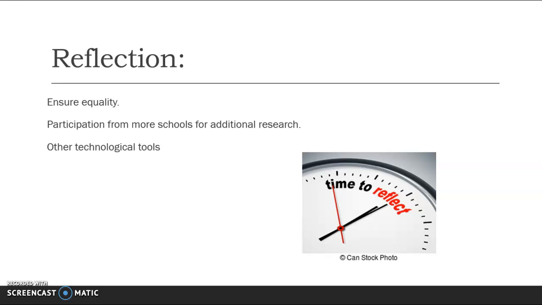So, reflection. Some changes I would make to my original plan would be to ensure equality. This just means to make sure that all the students are actually completing the assignments and activities assigned to them. Additional research that could have been done to improve student achievement would be to research other technologies and aids, and also having more schools and classes participate would have helped as well.